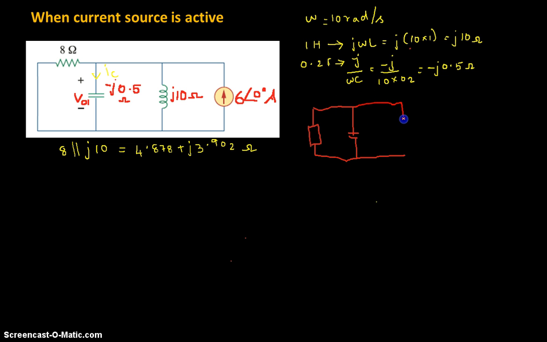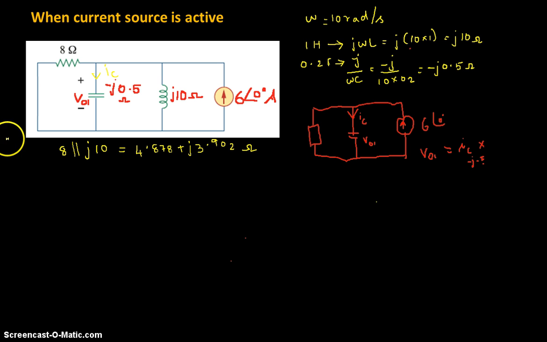and our source. The source is 6 angle 0 degree. We are going to find the current through the capacitor, thereby we are going to calculate the voltage across the capacitor. The voltage across the capacitor will be equal to the current in the capacitor into its impedance value, minus j0.5. So this is going to give you the voltage across the capacitor.